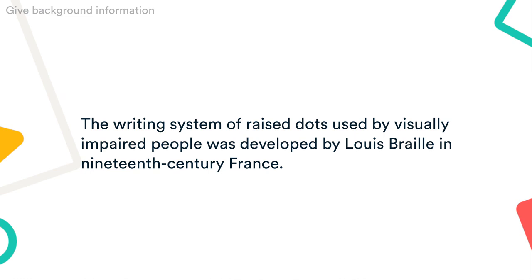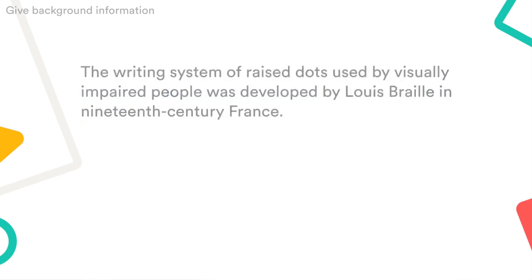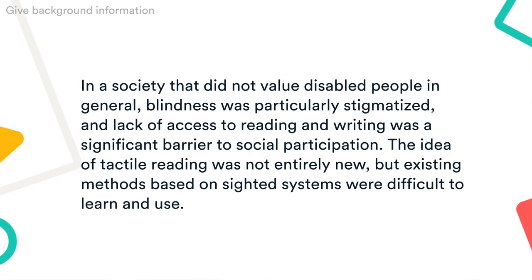But don't overdo it here. Save your evidence and interpretation for the main body of the essay. In our Braille example, we first introduced the topic: "The writing system of raised dots used by visually impaired people was developed by Louis Braille in 19th century France," and then sketched the social context that the essay will address.